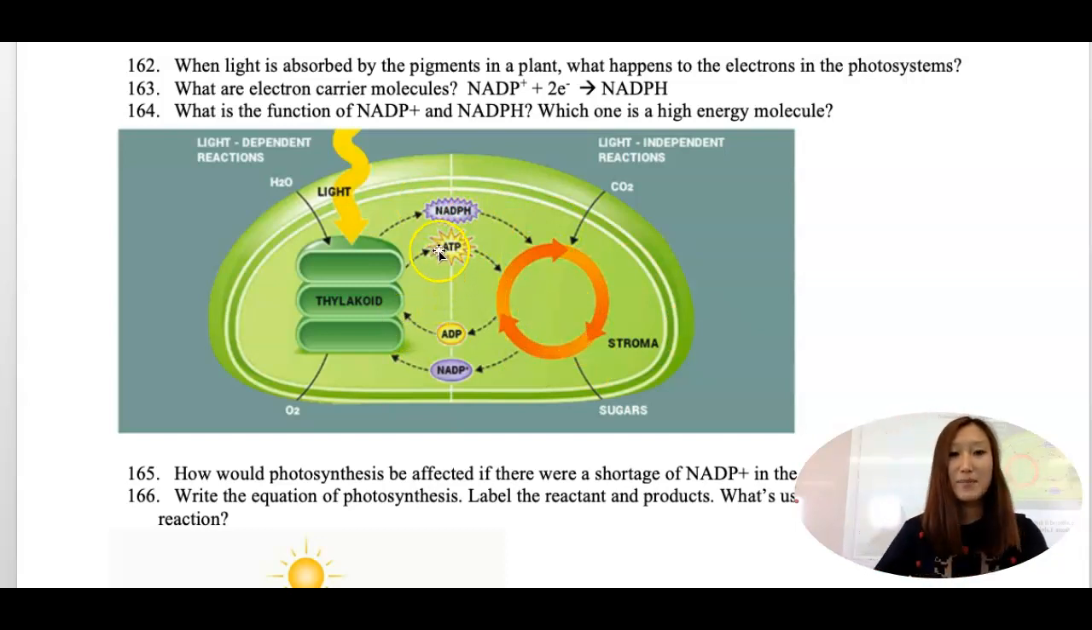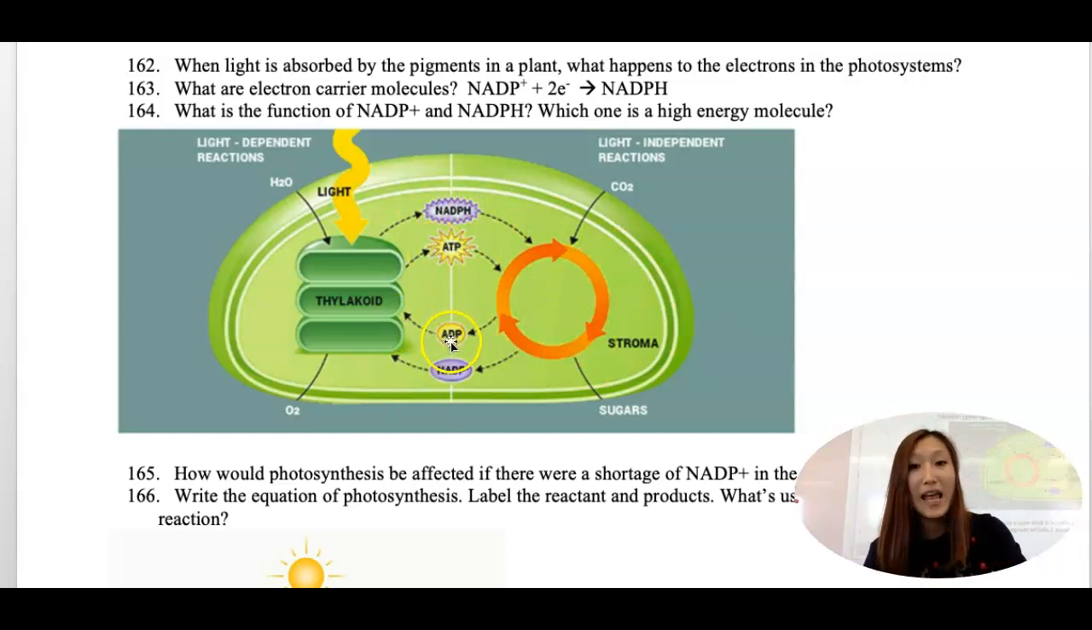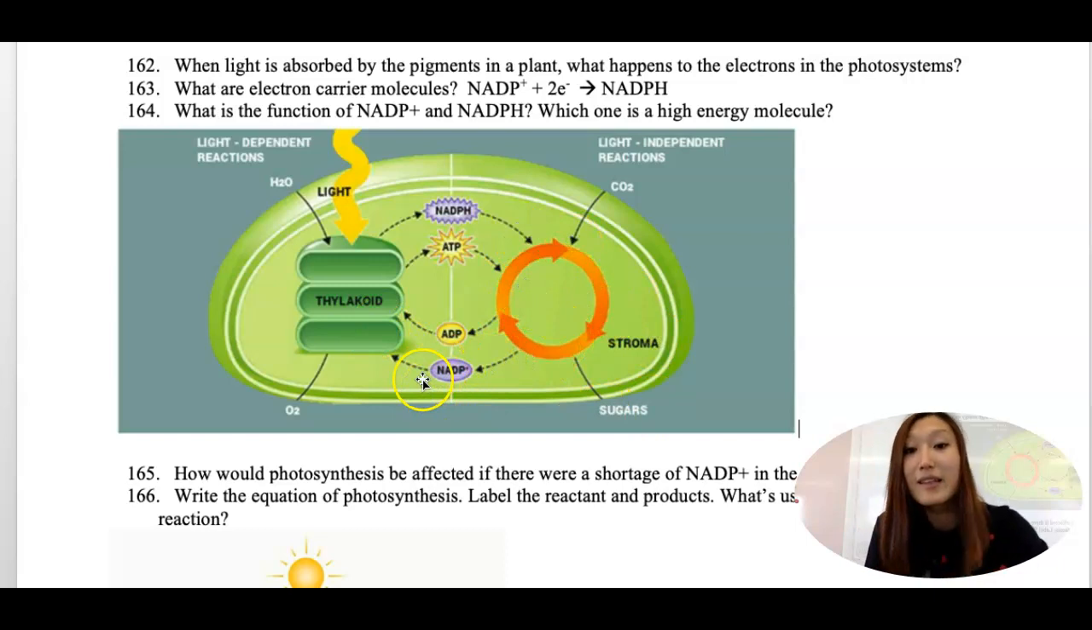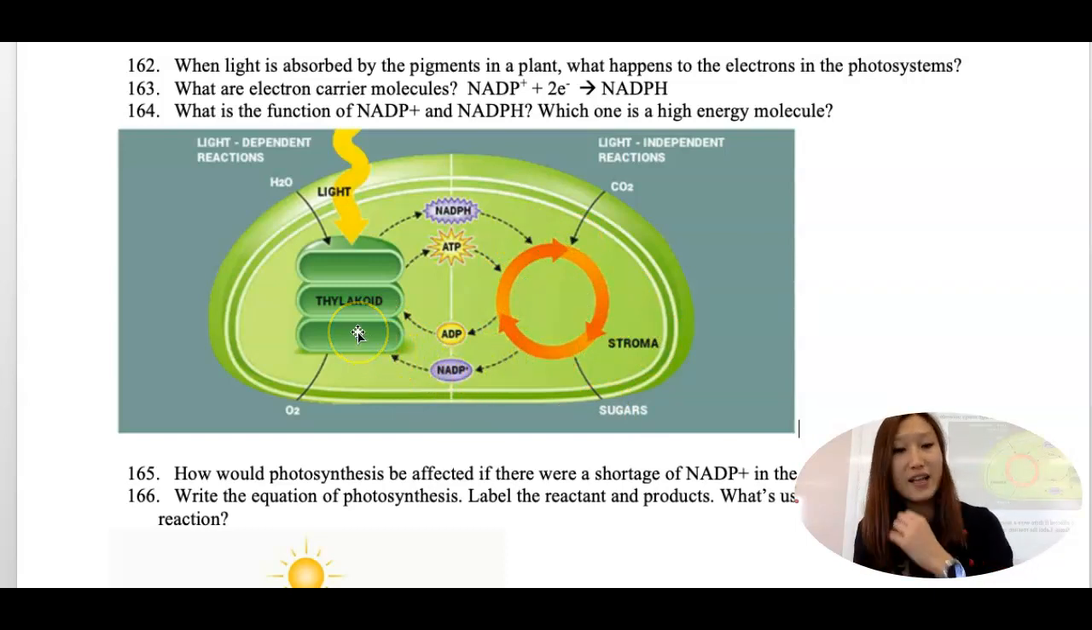So when ATP drops off its energy, it becomes ADP, and it can go back to the light-dependent reaction and pick up more energy. And then when NADPH drops off its energy at the light-independent reaction, the NADP plus can go back to the thylakoid and pick up more high-energy electrons again as well.